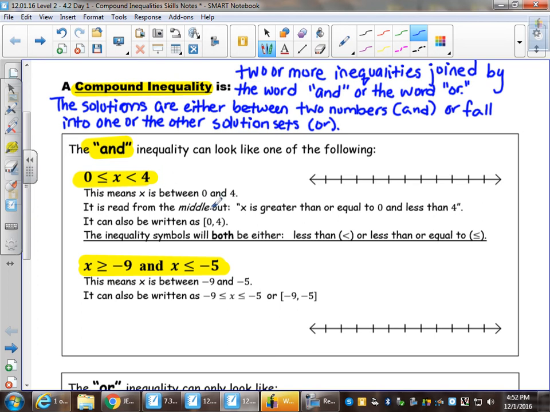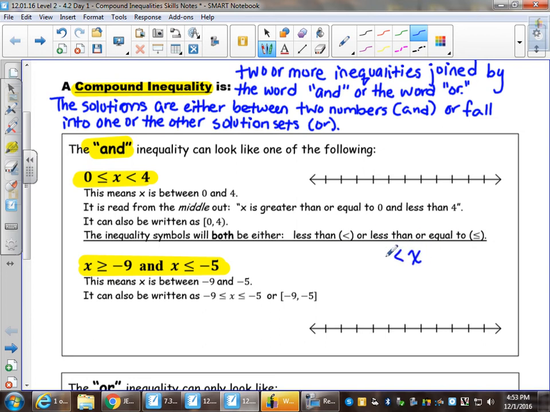Bringing back our interval notation, we should hopefully remember way back in Unit 1 when we were writing domain. If it was set notation, you used this setup, this inequality setup, or a combination of brackets and parentheses. A key piece to remember, the inequality symbols will both be either less than or less than or equal to. It'll always be one of these two.